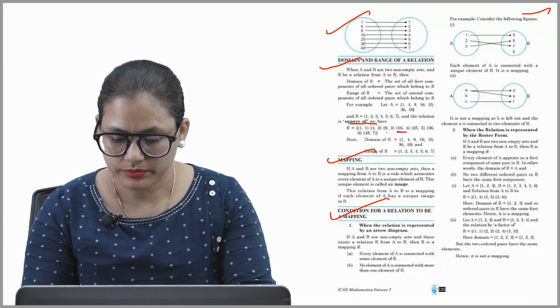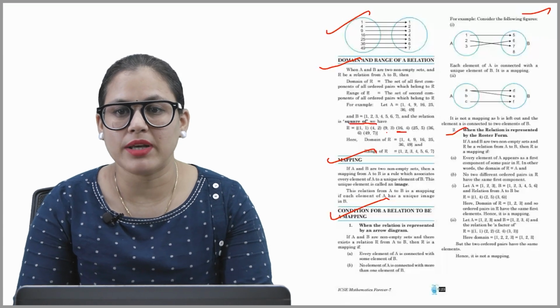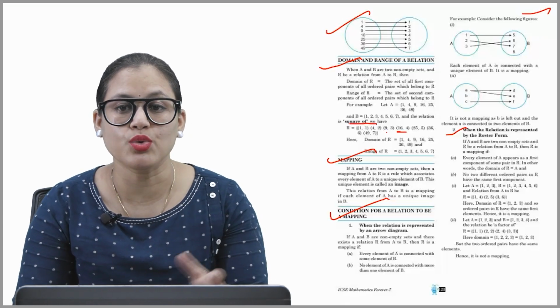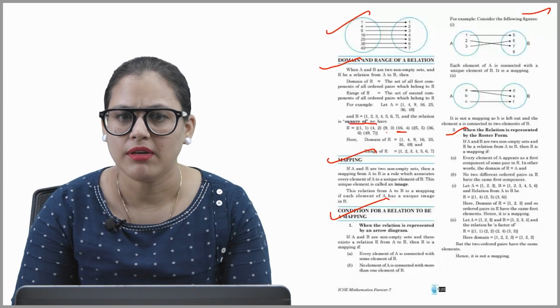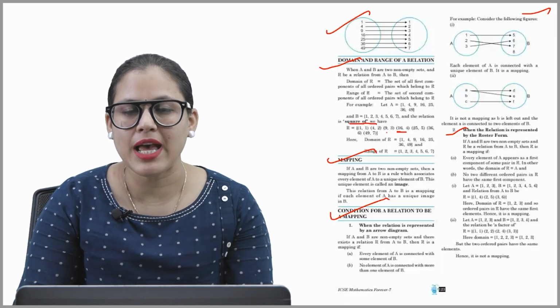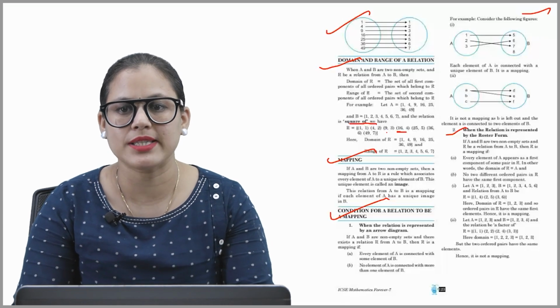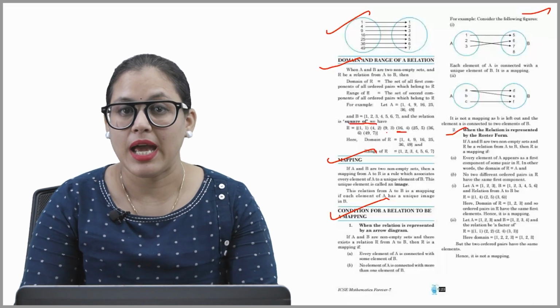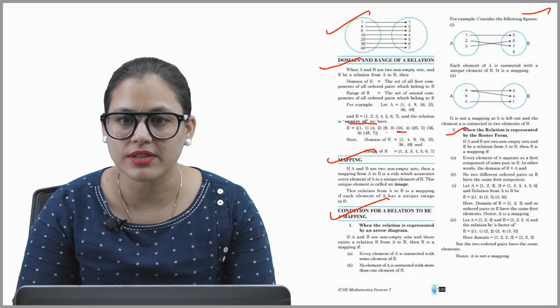Number 2. When the relation is represented by the roster form, if A and B are two non-empty sets and R is a relation from A to B, then R is a mapping if (A) every element of A appears as a first component of some pair in R, in other words, the domain of R is equal to A, and (B) no two different ordered pairs in R have the same first component.